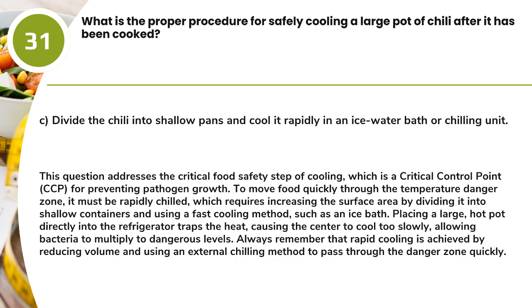Answer C. Divide the chili into shallow pans and cool it rapidly in an ice water bath or chilling unit. This question addresses the critical food safety step of cooling, which is a critical control point, CCP, for preventing pathogen growth. To move food quickly through the temperature danger zone, it must be rapidly chilled, which requires increasing the surface area by dividing it into shallow containers and using a fast cooling method, such as an ice bath. Placing a large hot pot directly into the refrigerator traps the heat, causing the center to cool too slowly, allowing bacteria to multiply to dangerous levels.